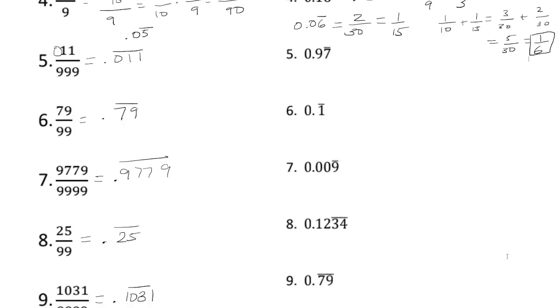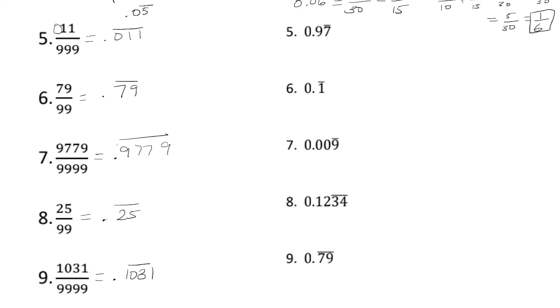For 5, we have 0.9 and then 7 repeating. So 7 repeating is just 7 over 9. But we want to make space for the 9, so we're going to move the 7s over by 1, and that's going to require us to divide by 10. And then we want to add 9/10 to this, because we want to add this 0.9. So this is the same thing as 7 over 90 plus 81 over 90. And so this is 88 over 90, which is 44 over 45.